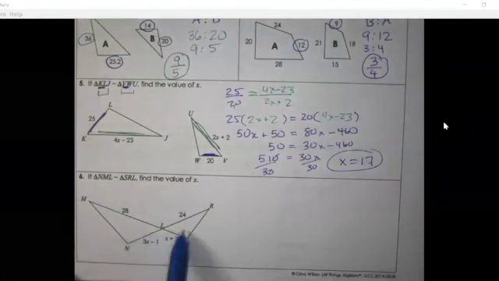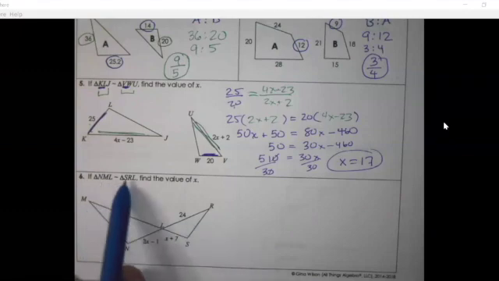Similar problem. I've got, get it? See what I did there? Similar triangles, and I'm finding the value of x.